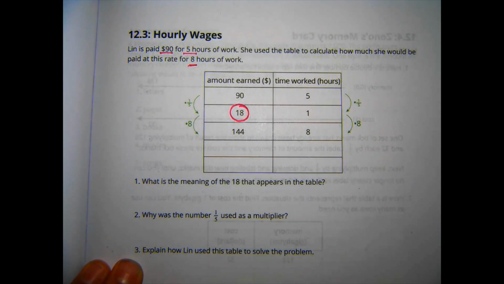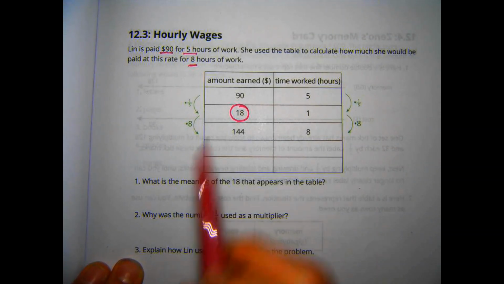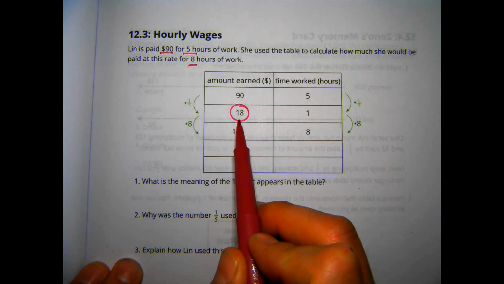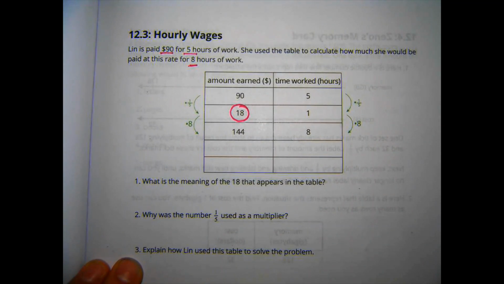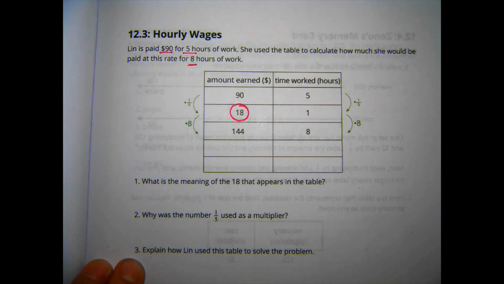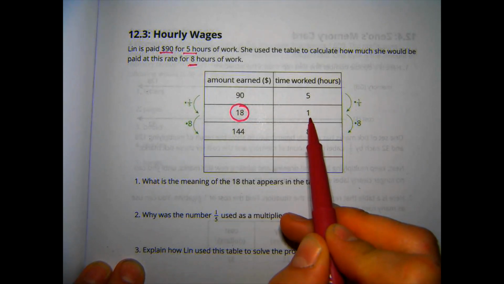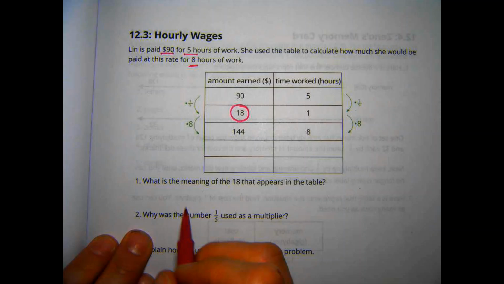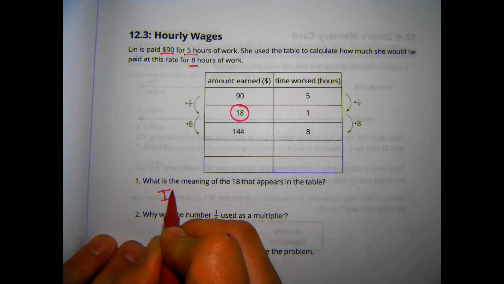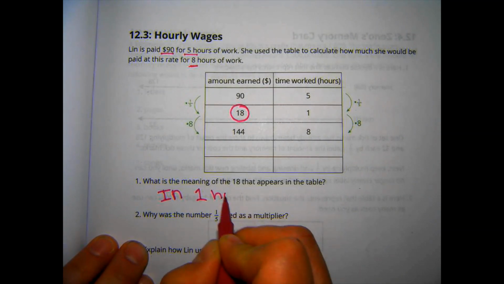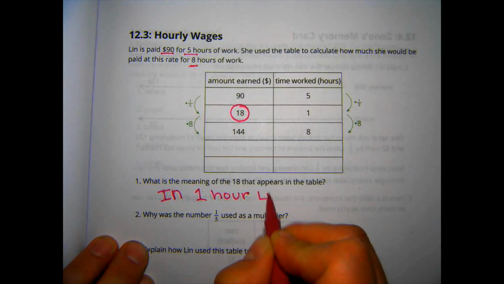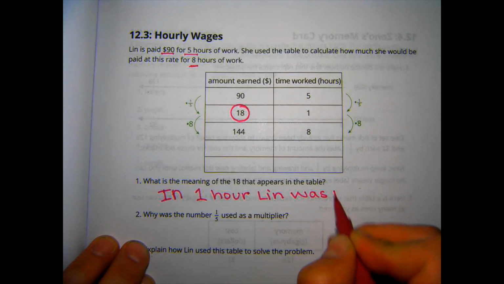Is it on the dollar side or the hours side? It's on the dollar side, so it's talking about $18. But $18 for what? $18 goes with this 1. And what does this 1 mean? That's right, it's 1 hour of work. So that 18 means that in 1 hour, Lynn was paid $18.